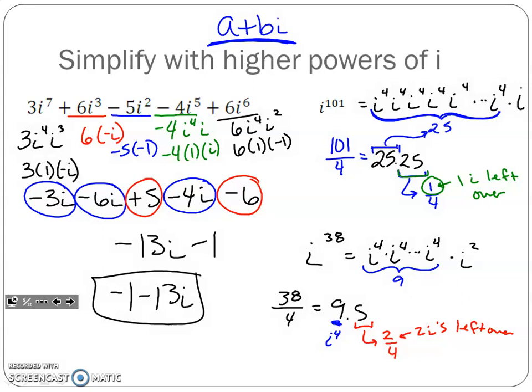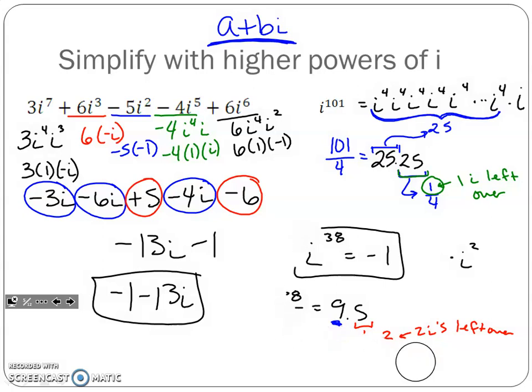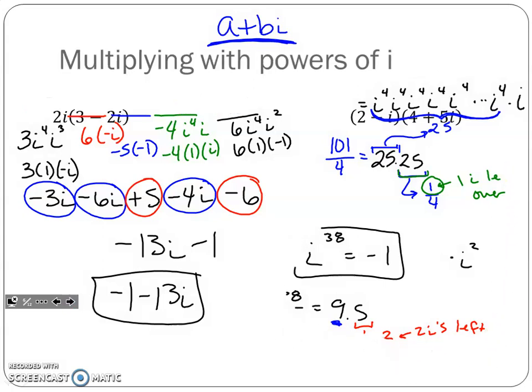Well, all those 9 to the fourth, those are all just a bunch of 1s times each other, right? 1 times 1 times 1, and so on. That's supposed to be a 1, not an i. All those 1s multiplied together, well, those don't even matter. i to the 38th is really just an i squared, which we know is negative 1. So i to the 38th is negative 1. A couple more that we need to go over. Just go to the next slide.